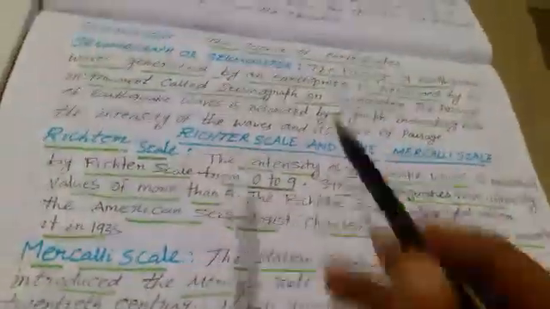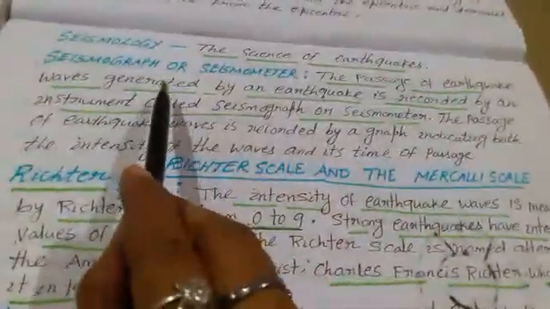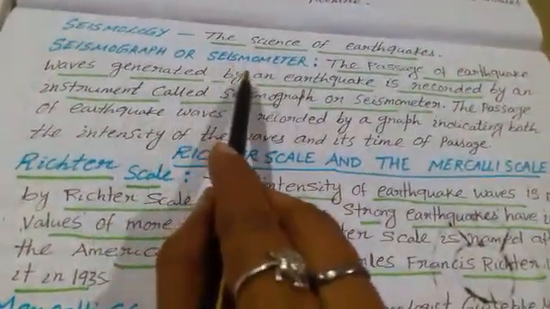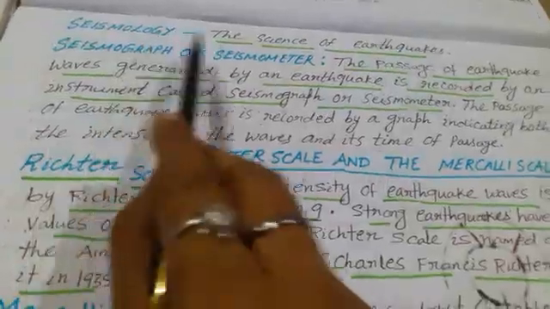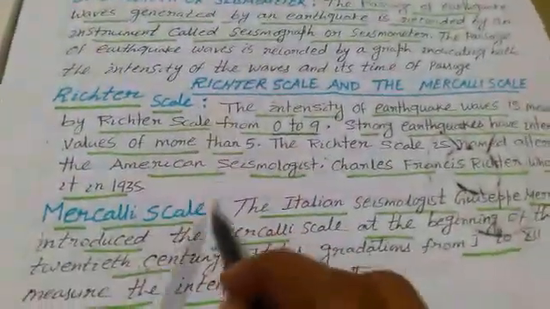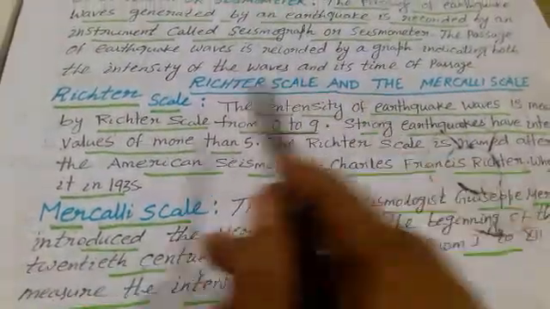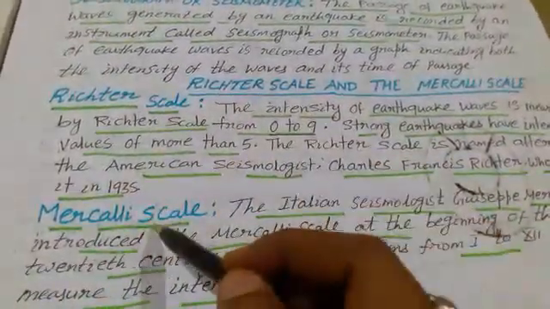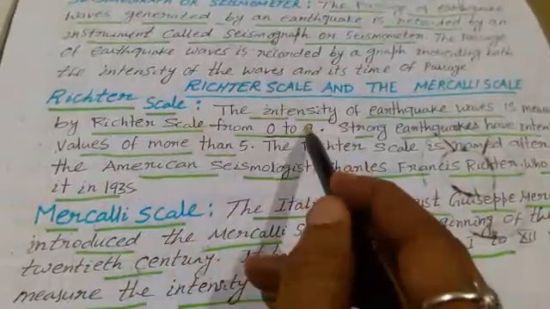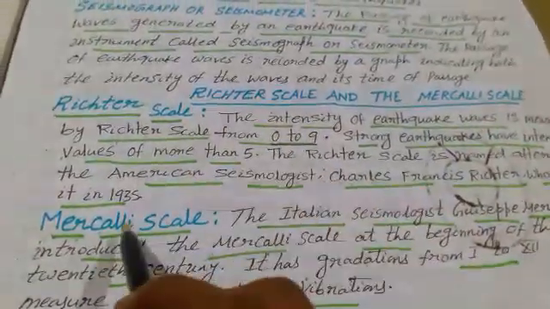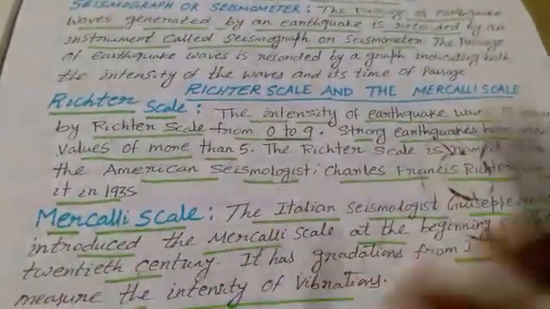Related to this portion, what are the questions? Write briefly about the seismograph or seismometer, define seismology, distinguish between the Richter scale and the Mercalli scale. At least you can write 2 points. Who invented the Richter scale? Who invented the Mercalli scale? What are the scale values in the Richter scale and what are the scale values in the Mercalli scale?